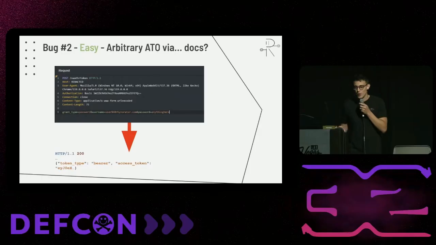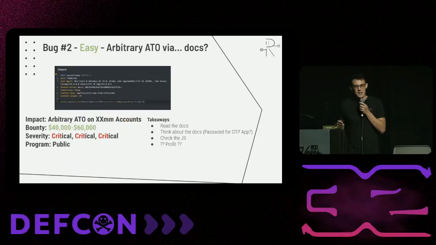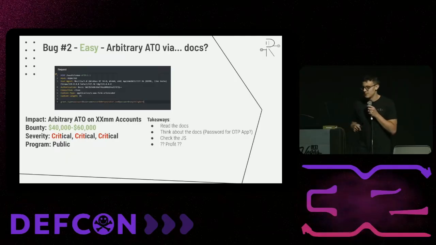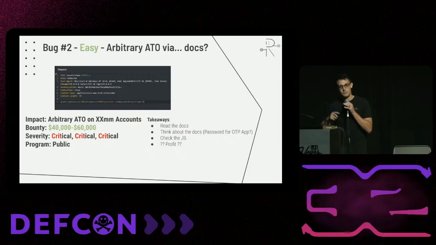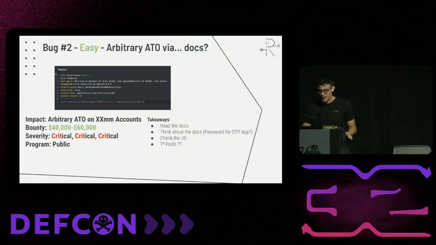This is a public program. This is a very high-paying public program, and this sort of stuff is out there. So this was, thank you. This was an arbitrary ATO on double-digit million accounts, 40 to 60K bounty, of course critical, and like I mentioned, public program. So takeaways for this will be read the docs, think about the docs, and then check the JS because there's a lot of good stuff in there.